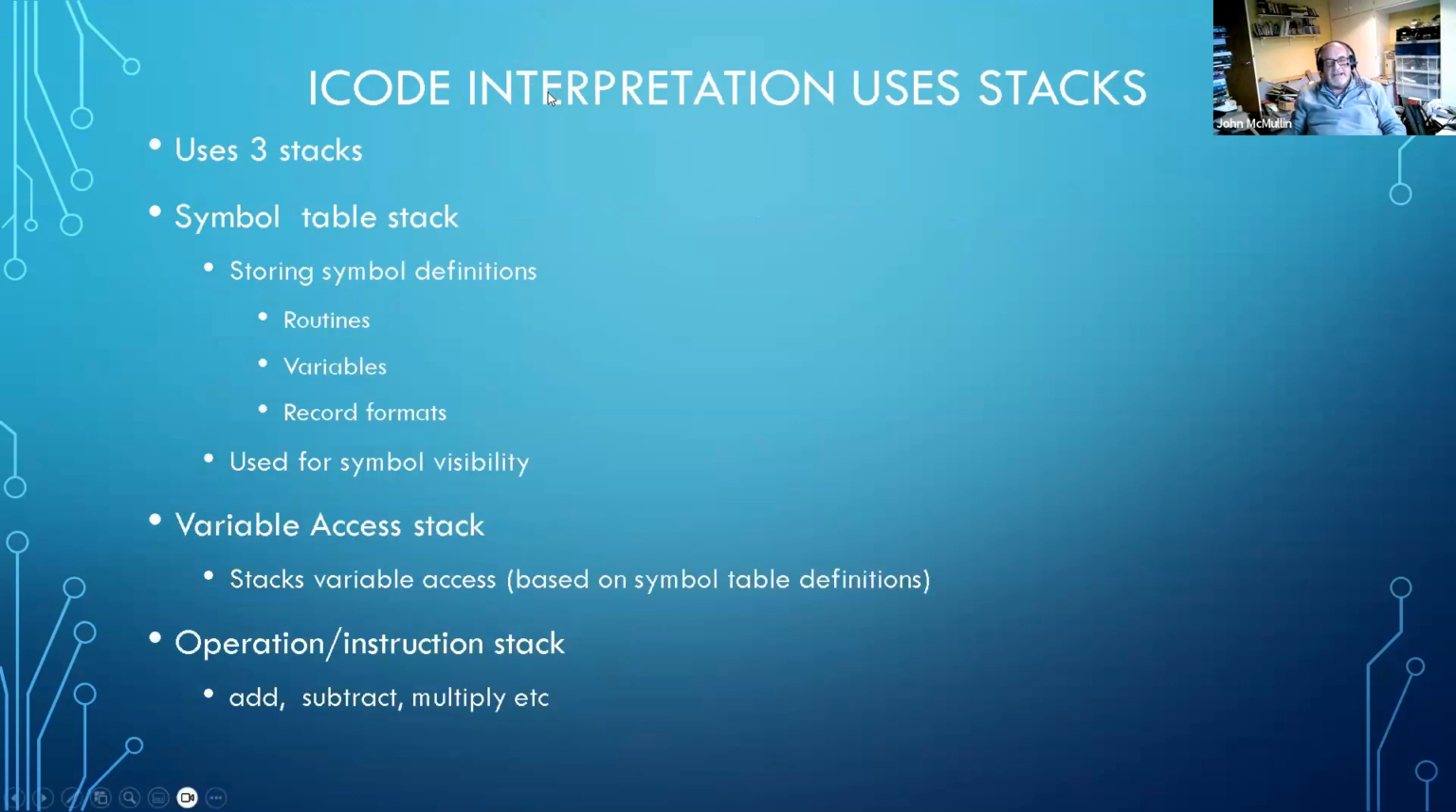The ICode interpreter, which is the core of pass2, uses 3 stacks. It uses a symbol table stack, which is used to store the symbol definitions like the variables, what type are they? Are they integer? What size integer are they, etc.? Or is this a routine call? And if it's a routine, is it something that returns a value, in which case it'd be counted as being a function.